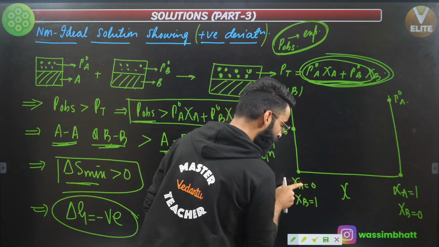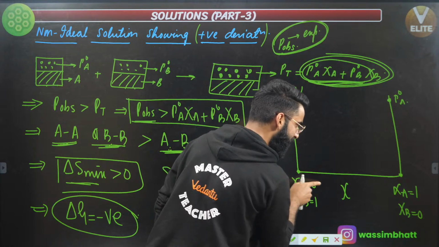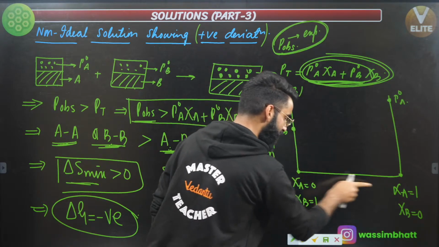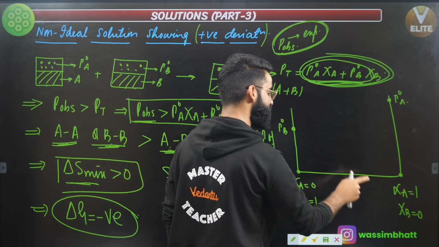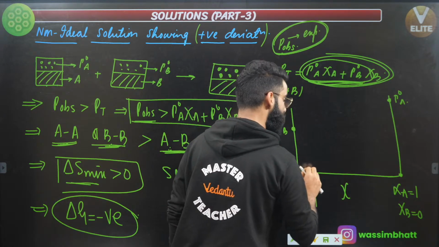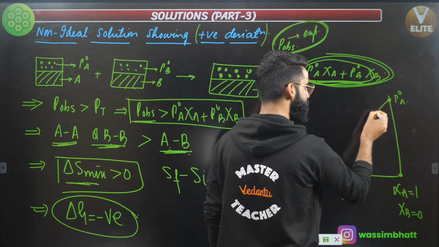See, on moving from left to right, what is happening to the mole fraction of A in the liquid form in the solution phase? On moving from left to right, mole fraction is increasing. And if mole fraction is increasing, the contribution of A towards the total vapor pressure increases, right?